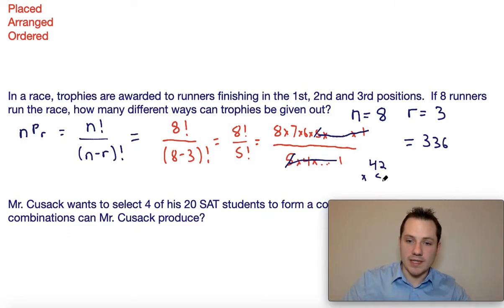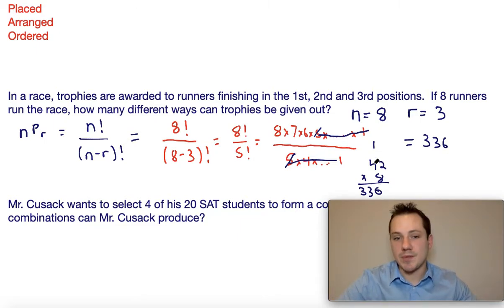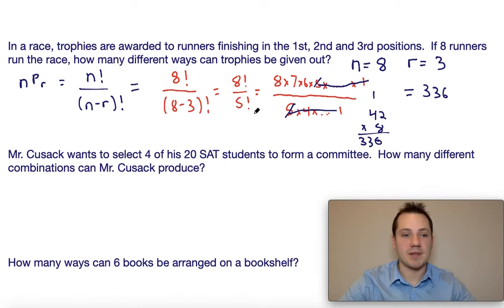Do the math really quick on the side here. 8 times 2 is 16, 6 carry the 1, 336. So that's how you would do a permutation problem. Let's take a look at the next one.